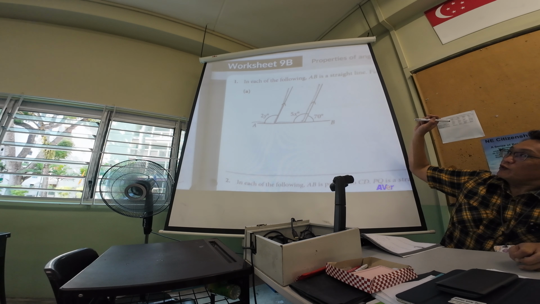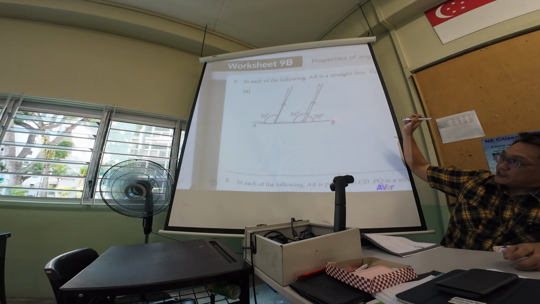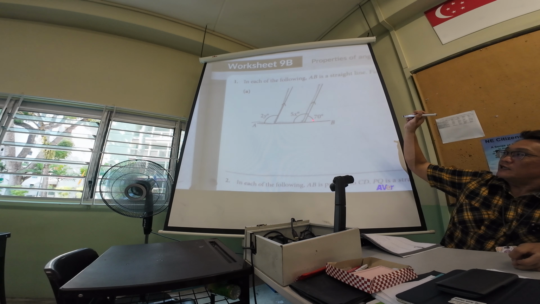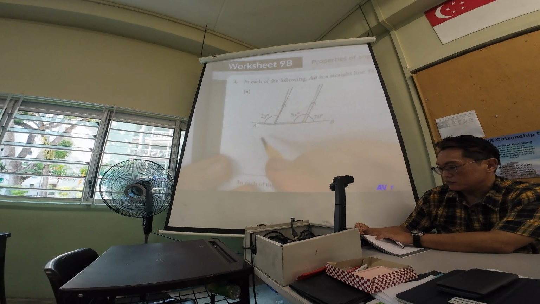Okay? Then we can step by step find out x and y already. Here is a straight line. AB is a straight line. 5x and 70, they are adjacent angles on a straight line. So 5x and 70 add up to 180. So 5x equals 180 minus 70. 5x equals 110. x is 22.